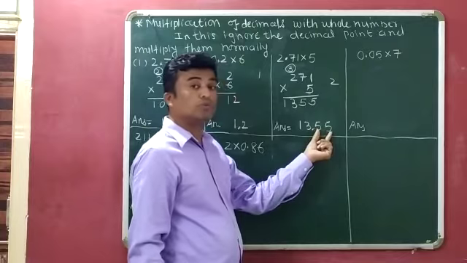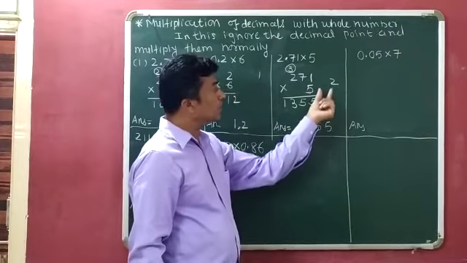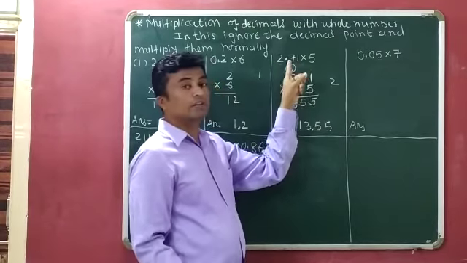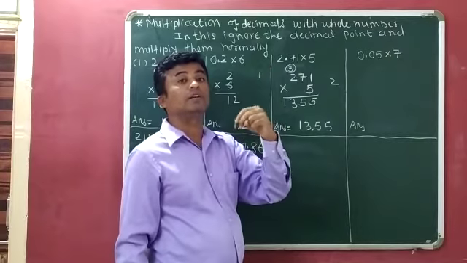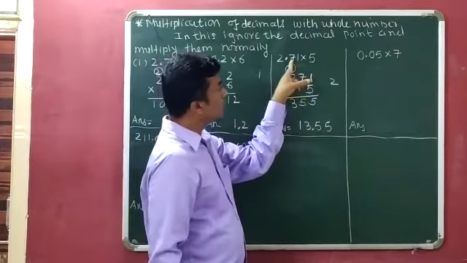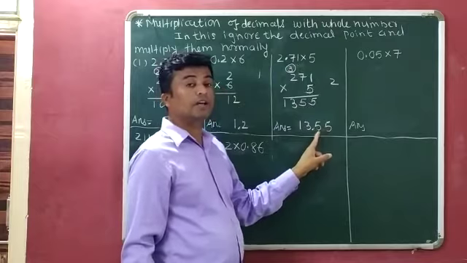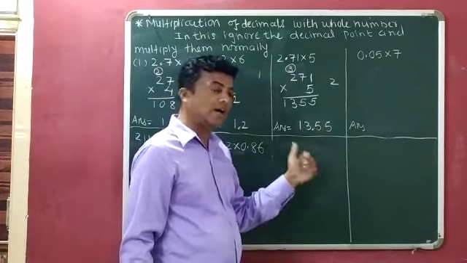Why here did we count 2 digits from right hand side in the answer? Because in 2.71 there are 2 digits available after the decimal point, 1 and 2. So we count 2 digits from right hand side in the answer.